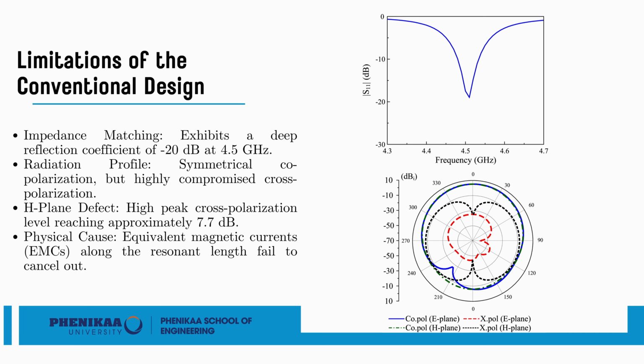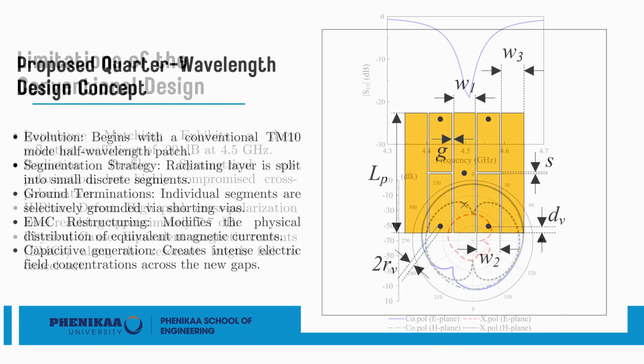In the principal H-plane, the cross-polarization radiation level rises to an unacceptable peak of approximately 7.7 decibels. This poor performance is directly caused by the asymmetrical distribution of equivalent magnetic currents along the patch's resonant length, which do not properly cancel each other out in the far field. To correct this polarization asymmetry without increasing the physical size or structural profile, we developed a modified segmented patch architecture.